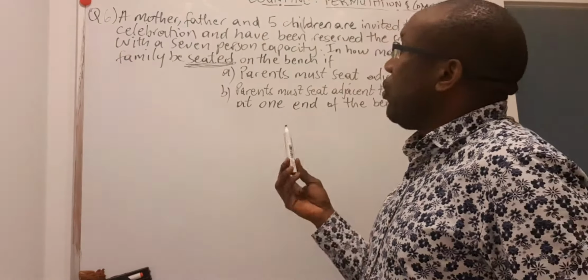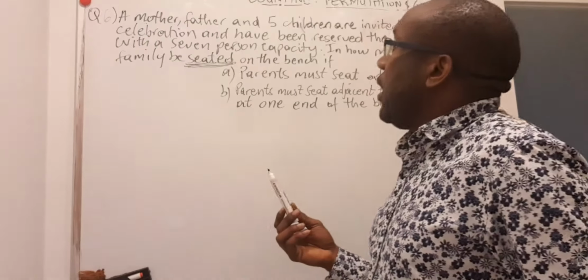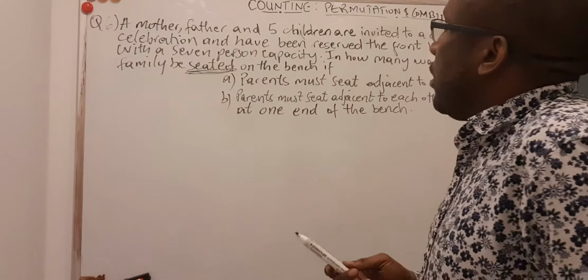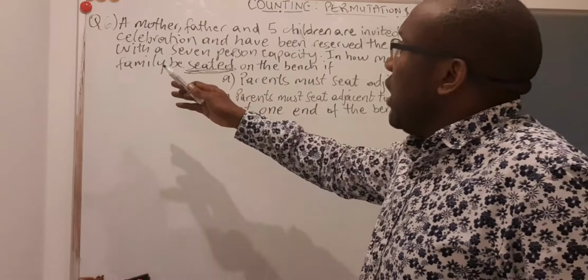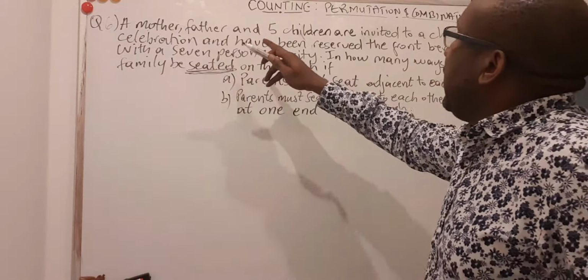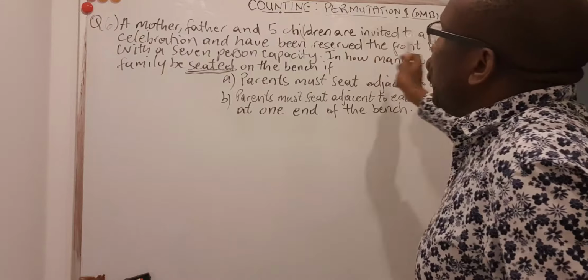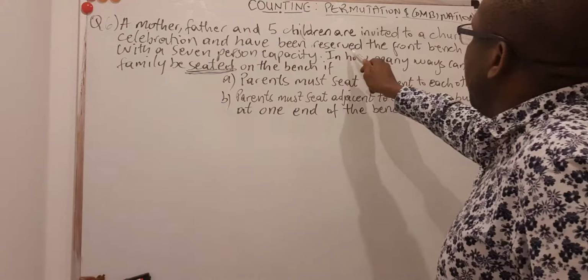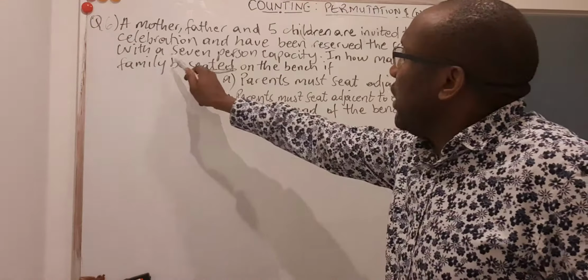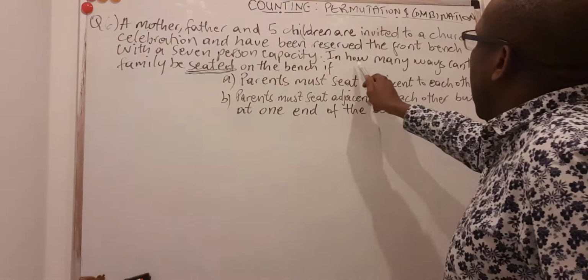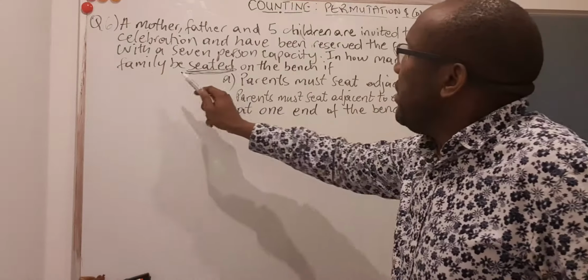So we continue with solving problems on permutations and combination. The question now says, a mother, father and 5 children are invited to a church celebration and have been reserved the front bench with a 7-person capacity. In how many ways can this family be seated?